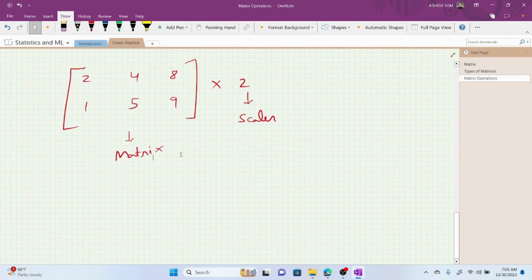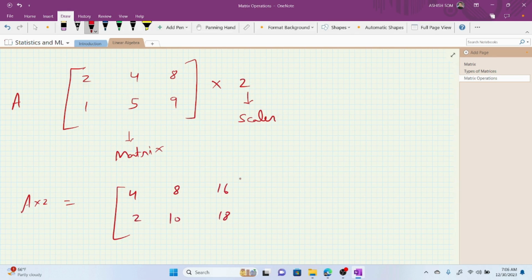Now, in this case, what output are we going to get? Let's say this is the matrix A. A multiplied by 2 means this particular value will be multiplied by each element. So the resultant matrix will look like: 2 2s are 4, 2 4s are 8, 2 8s are 16, 2 1s are 2, 2 5s are 10, 2 9s are 18. So this will be the resultant matrix.